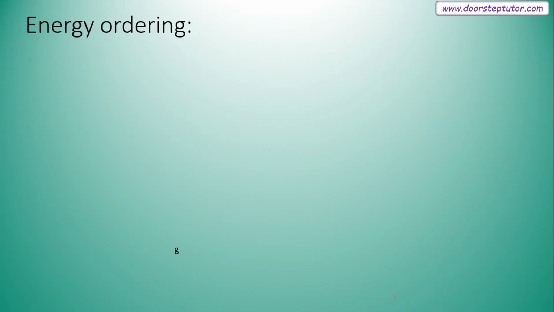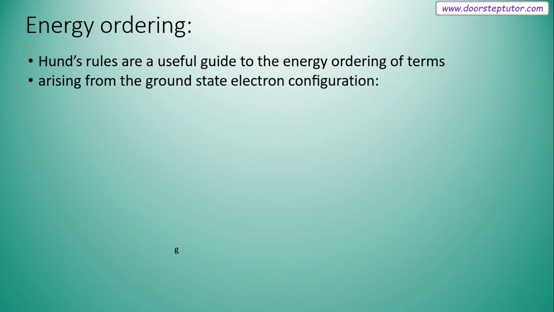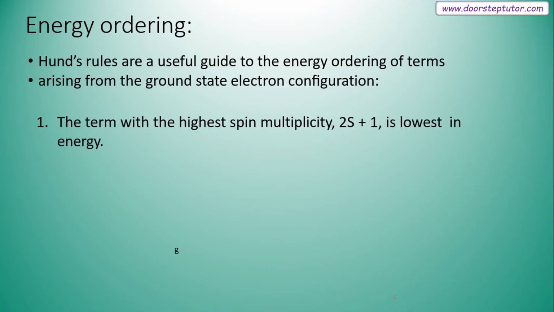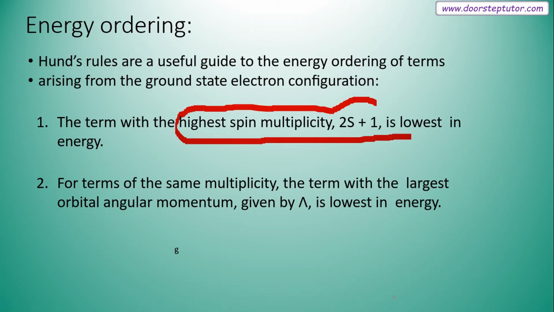Right, you can see the energy ordering. According to Hund's rule, a useful guide to the energy ordering of terms arising from the ground state electronic configuration, the first point is that the term with the highest spin multiplicity, that is 2S plus 1, is the lowest in energy. That is very important, right? Highest spin multiplicity, that is 2S plus 1, is the lowest in energy.